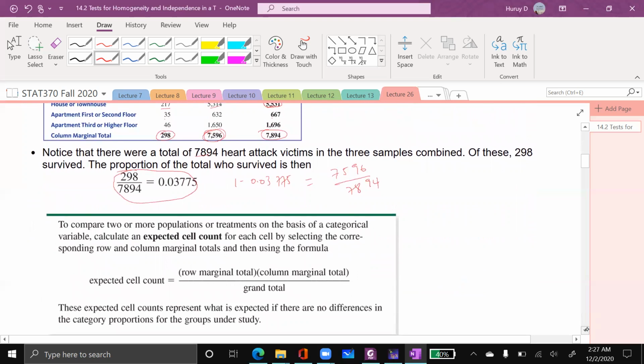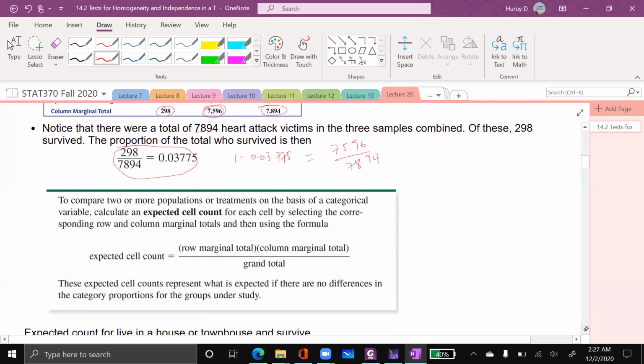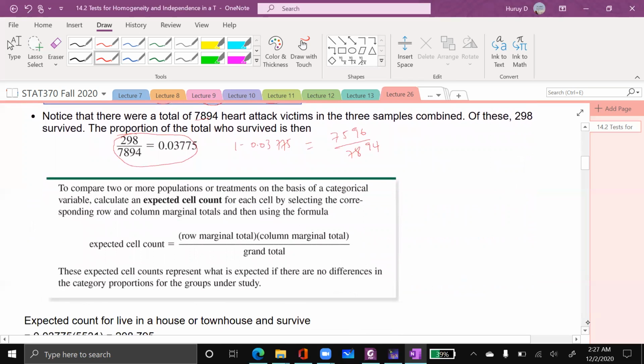Okay, so in order to perform a chi-square test, whether it's goodness of fit or homogeneity or independence, we need to calculate or find the expected cell count. So for the goodness of fit, recall for the goodness of fit test, the expected, I will just use E to denote expected, is given by N times P_i.